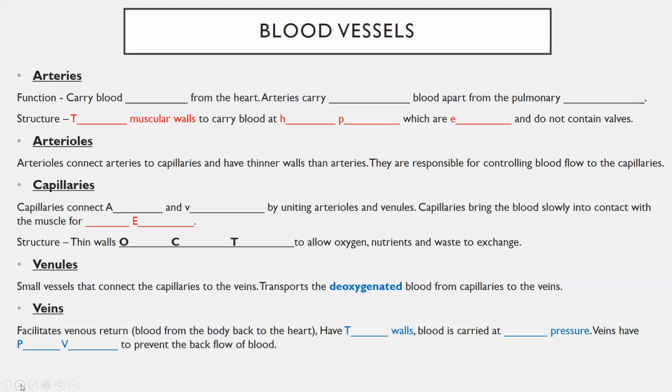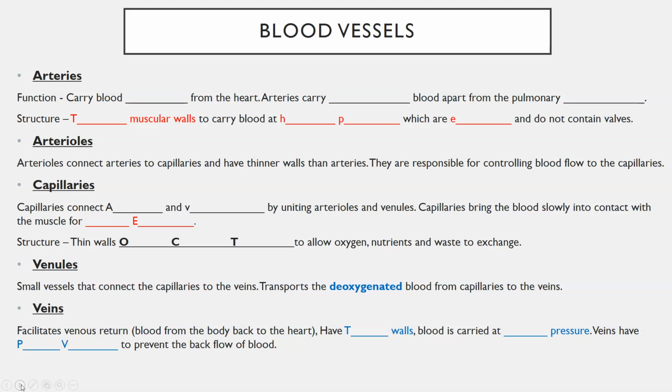As you can see, I've left the arterioles and venules without any filling in the gaps. It's important to know them, but the main questions you are going to get asked would be on arteries, capillaries and veins, and specifically you may be asked to know the difference between arteries and veins in an exam.